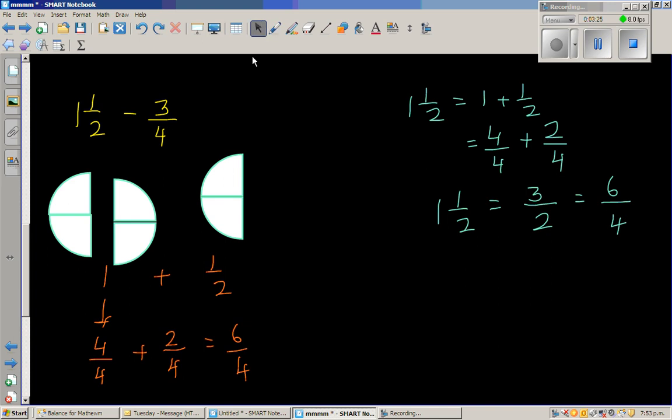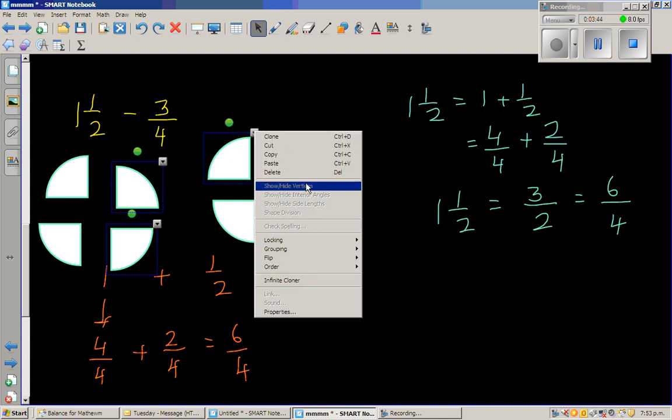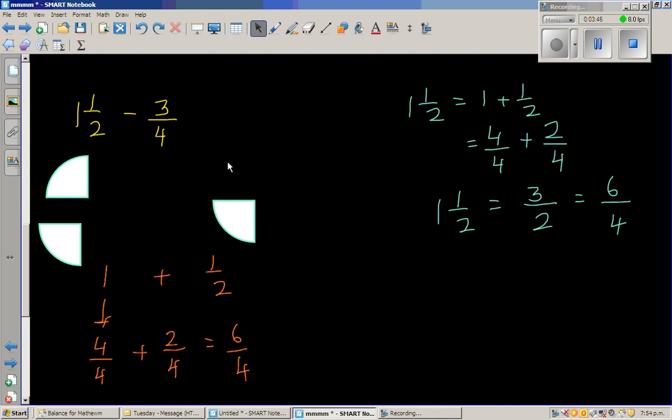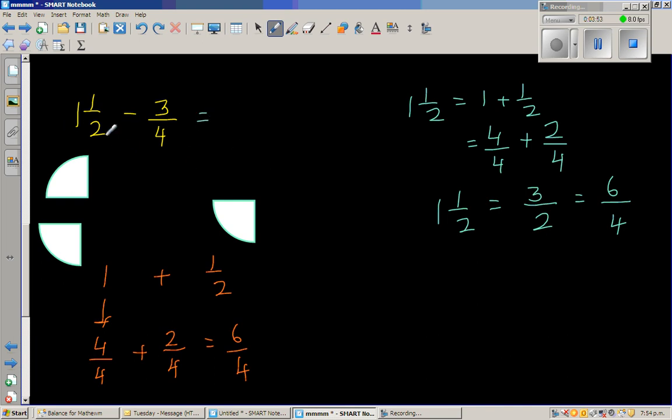Now if you see them as quarters, can you see these are 6 quarters? 1, 2, 3, 4, 5, 6. From them, you want to take away 3 quarters. So if you want to take away 3 quarters, what do you do? Let me highlight 3 quarters. This is the first quarter, this is the second quarter, and this is the third. If you delete that, how much is remaining? 3 quarters. So 1 and 1/2 take away 3 quarters is, with the diagram you can understand, 3 quarters.